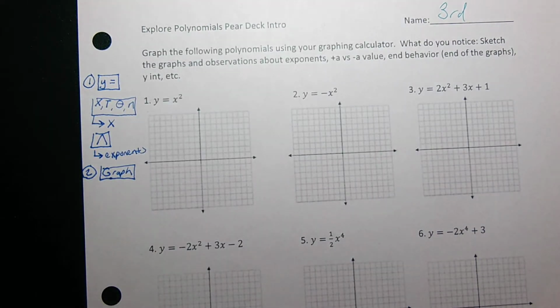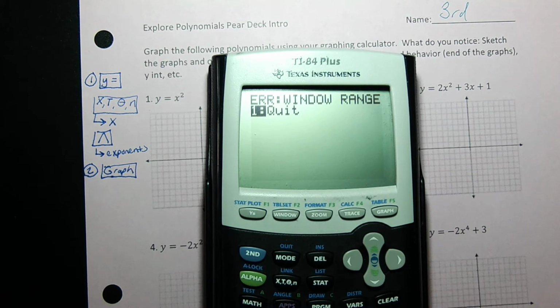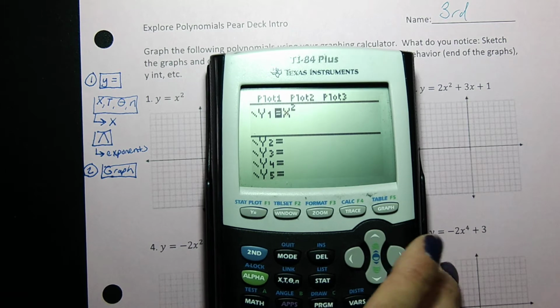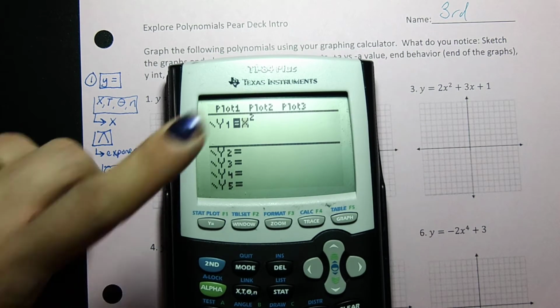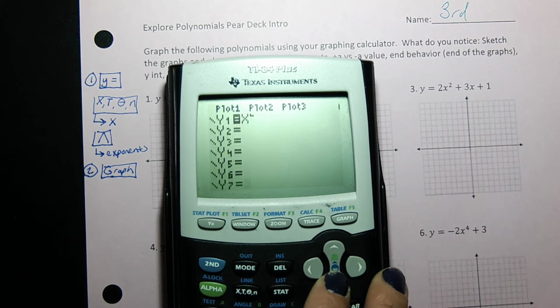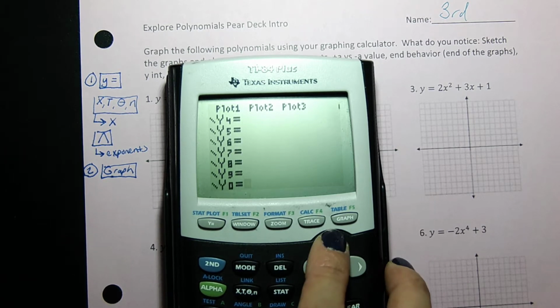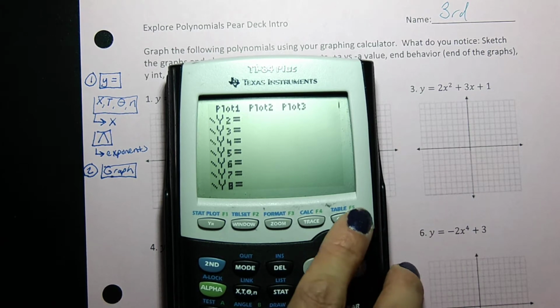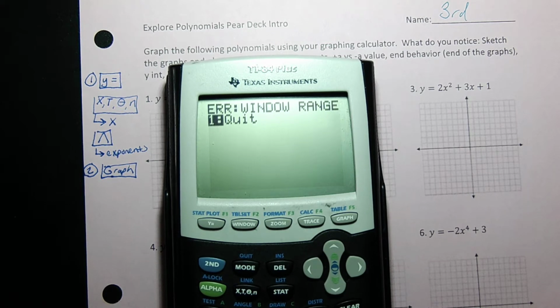Mine says error window range. All right, let's take a look at yours. And this is good, folks, because if you are like me and you throw your calculator in your backpack without the cover on, sometimes random buttons get pressed, so it's nice to be able to troubleshoot different errors. So let's see what's going on with Lathan's. So here's what's interesting. No plots on for Lathan's. The equation looks good. I'm scrolling down, and I'm not seeing anything mysterious hanging out in the y equals areas. So when I hit graph, we see that there is a window range error.